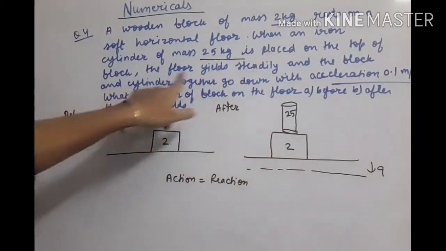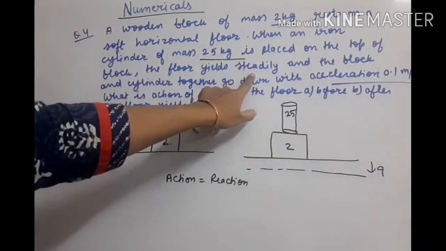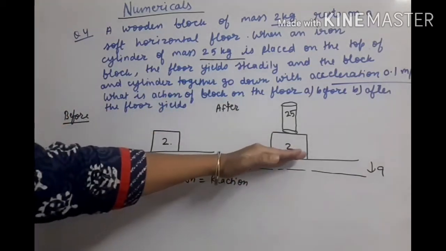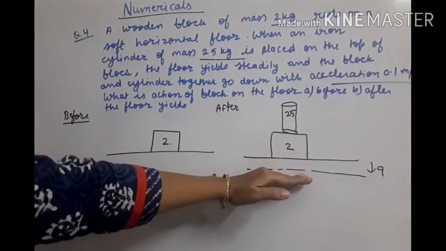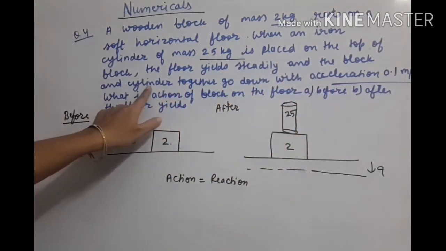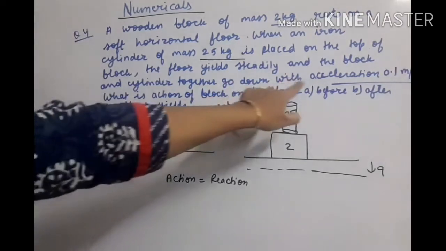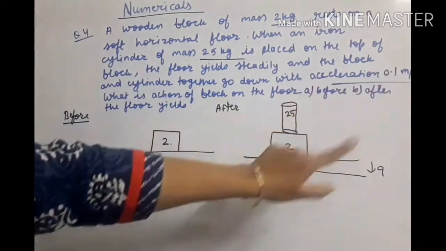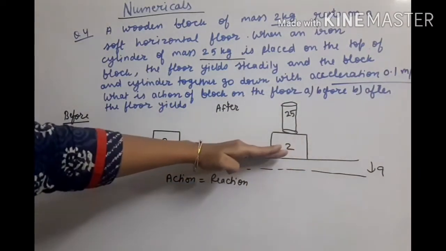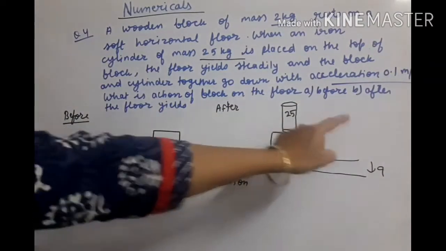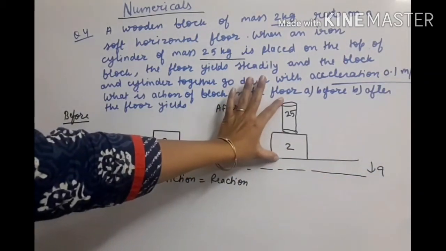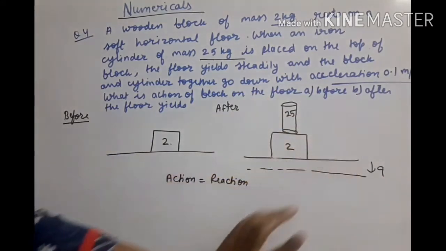So what happens? The floor yields steadily. Floor yields means the floor leaves its position. So if this is the soft floor, it will be depressed down a little. And what is the acceleration? The block and cylinder together go down with an acceleration of 0.1 meter per second square. So this floor which was at this position is now depressing down and acceleration is given. That means this whole system which is kept on this floor is also moving down with the same acceleration.